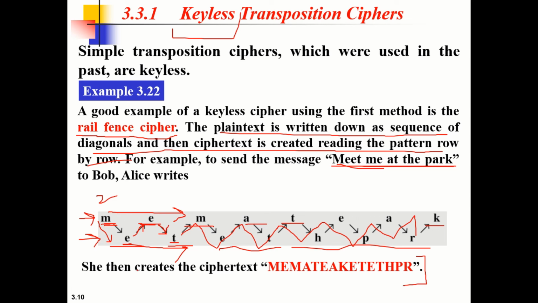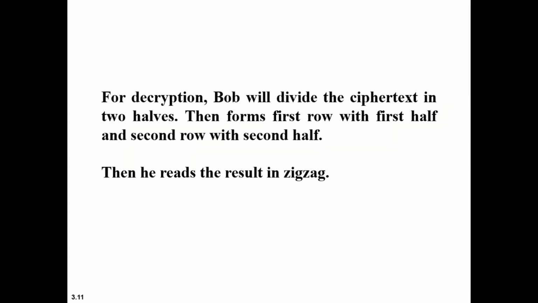You write it diagonally and you read it row wise and you get the cipher text. Now to decrypt it, what will you do? You'll be dividing the cipher text into two halves, and then we will be creating the rows, because the process for decrypting the message will be in reverse order, right?